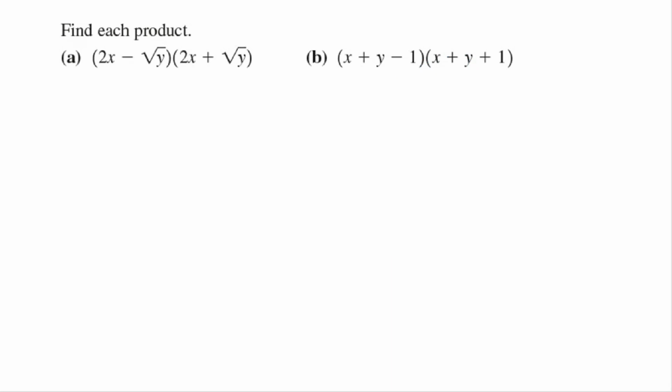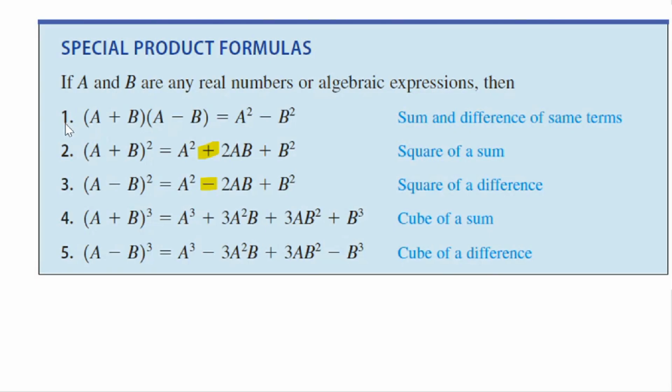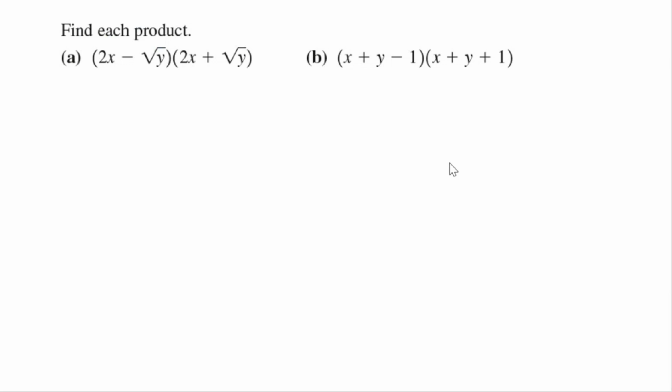Find each product. So for letter A, this is similar now to our formula number 1. So the product of sum and difference of two terms, or we call it sum and difference of same terms. So our expected answer now becomes the difference of two squares. Okay, so that you will be properly guided, I'm going to write it again, the formula. Take note, you can only do that if they have all the same terms. We could say 2x, the same first term, and the last term we also have the same term, the square root of y and the square root of y.